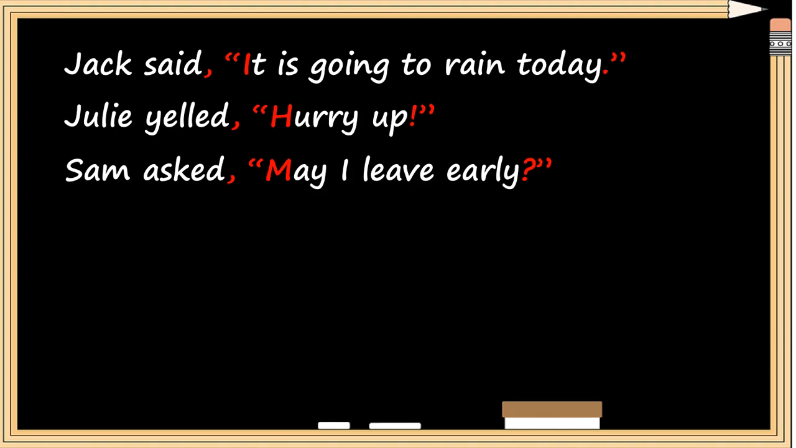Let's have a look at these 3 examples. In all 3 of these, the said part is at the beginning of the sentence. This is again simple direct speech. Then we have the 3 sentences. They are different not only in terms of content, but also in what kind of sentences they are. So the first one, it is going to rain today, is a statement sentence. The second one, hurry up, is an order or command sentence. And the last one, may I leave early, is a question sentence. Depending on the sentence type, it's going to change the end punctuation we use.